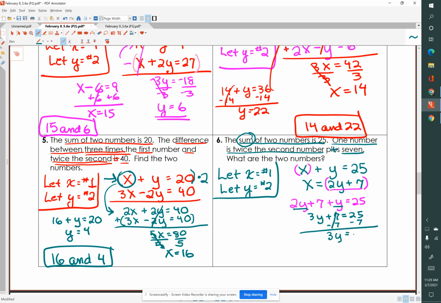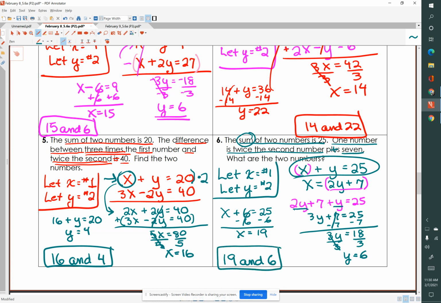3y equals 18. Divide both sides by 3, and y equals 6. Now I'm going to go back to the first equation that was super easy. I already know what y is, so x plus 6, that's what y is, we just figured that out already, equals 25. And if I subtract 6 from both sides, I see that x equals 19. Therefore, my two numbers are 19 and 6.